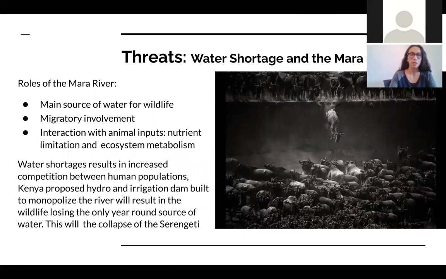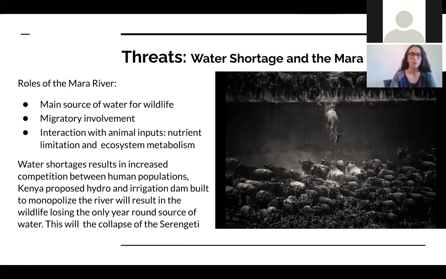Linked to climate change, there is a water shortage within the Serengeti as well as around the continent. With the rising human population, there's an increasing competition between local civilizations. Kenya has proposed to build a hydro and irrigation dam to monopolize the Mara River and bring water to its people. While a solution needs to be made to provide resources to the people, the Mara River is the main source of water for wildlife, as it is the only year-round flowing river.